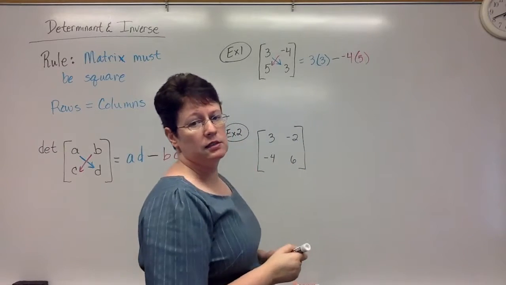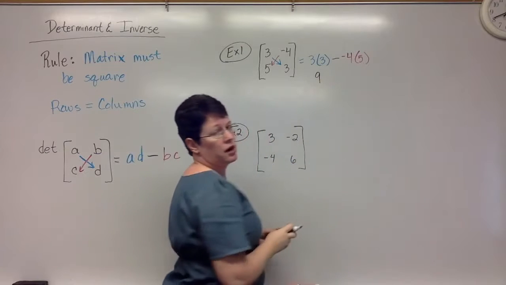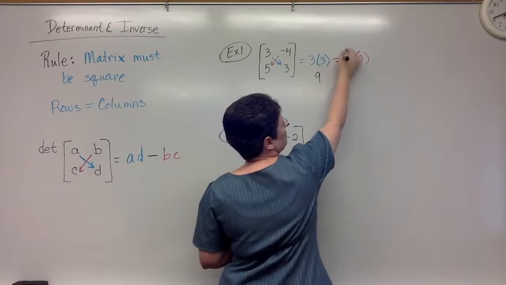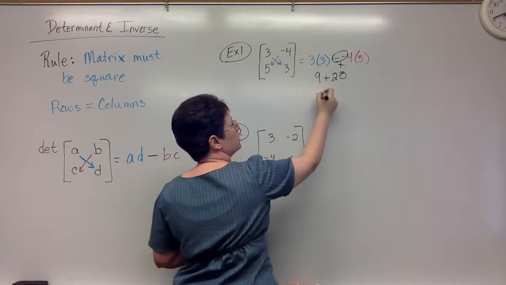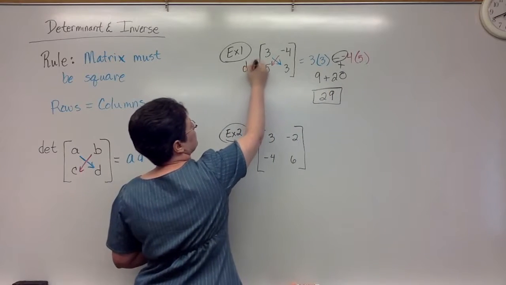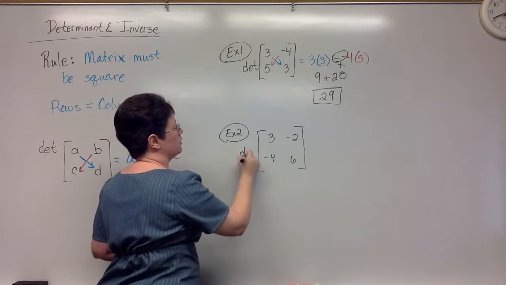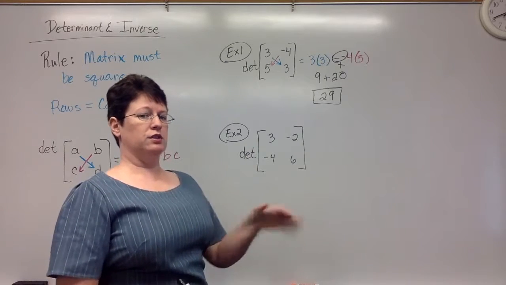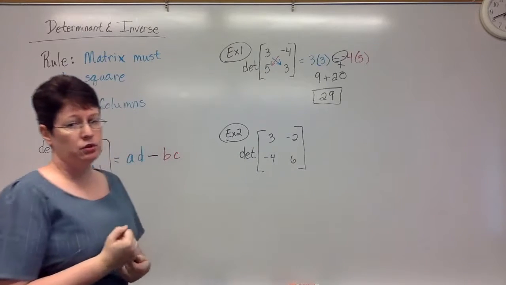3 times 3 is 9. Negative 4, positive 5, negative 20. But we have a double negative here, so that's a positive, so we're going to add 20. So what's 9 plus 20? Yeah, 29. So the determinant of that matrix is 29. It's a single value. We take that determinant and we're going to do something with it when we find the inverses. But for right now, we're doing a baby step. Okay? Let's do example 2.